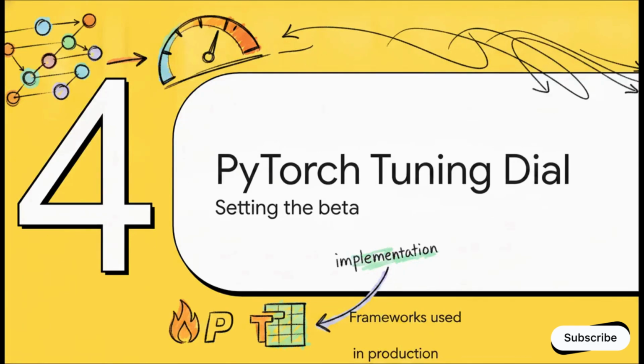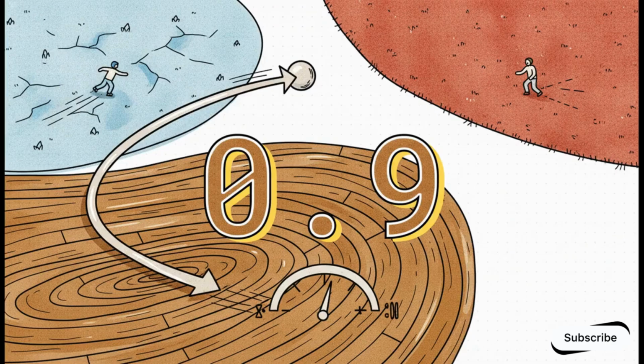Section 4. The PyTorch tuning dial. Let's talk implementation. When you type momentum equals 0.9 into PyTorch, I want you to stop thinking of it as just a math constant. You are turning a literal friction dial for your model. Set it to 0.99 and you've dropped your model onto pure ice. It'll slide forever and wildly overshoot the minimum.